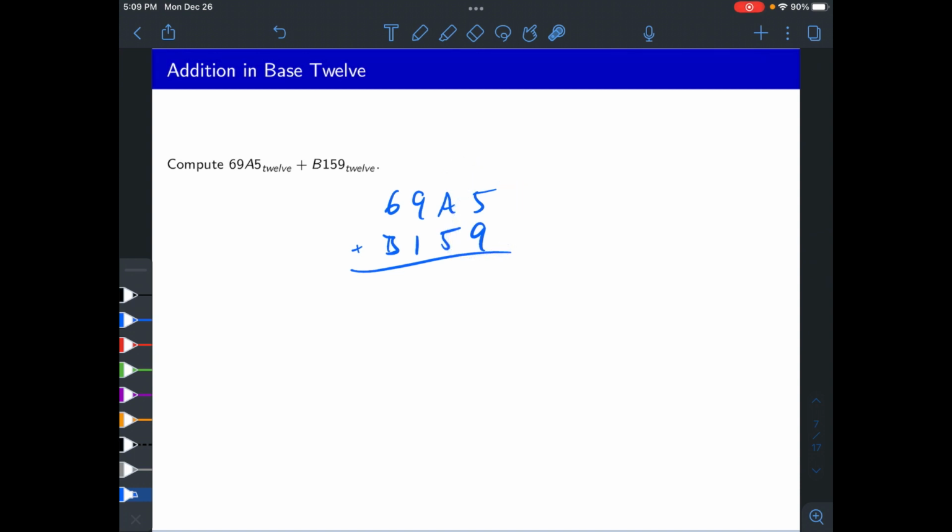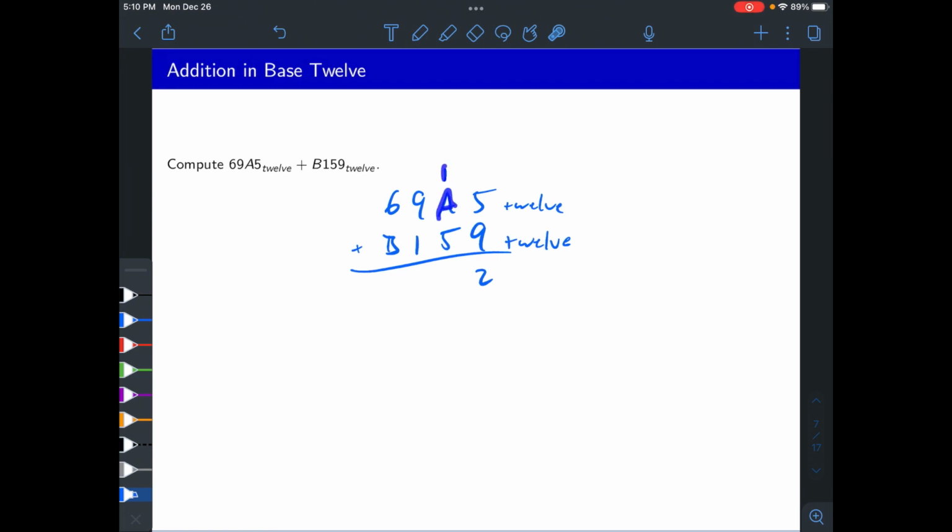So 5 plus 9 in base 12. What would 5 plus 9 base 12 be? Well, I could take 3 away from the 5, split this up as like 2 and 3. And then if I take the 3 and combine it with the 9, that makes one group of 12 with 2 left over. So that's equal to 1, 2 base 12. Okay. And then I'll represent the 1, 2 base 12 by carrying this 1 up here.